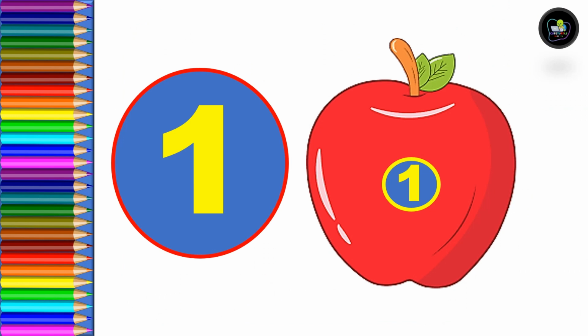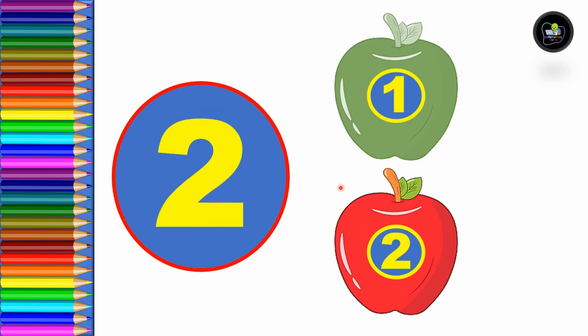1. 1 for 1 apple. This is a red apple. 2. 2 apples. 1, 2. 1 green apple, 1 red apple, total 2 apples.